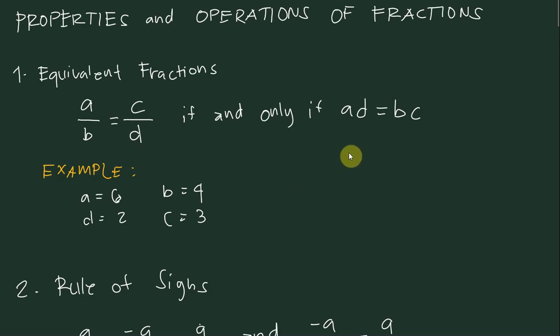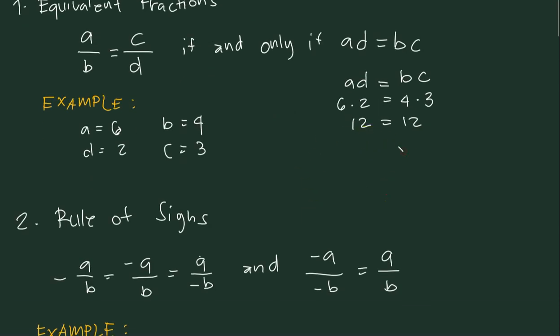Okay, so let's substitute some real number values for A, D, B, and C. So if A is 6, D is 2, B is equal to 4, and C is equal to 3. So let's check whether AD is equal to BC. 6 times 2 is equal to 4 times 3. So as you can see, we have an equality symbol here. It's equal.